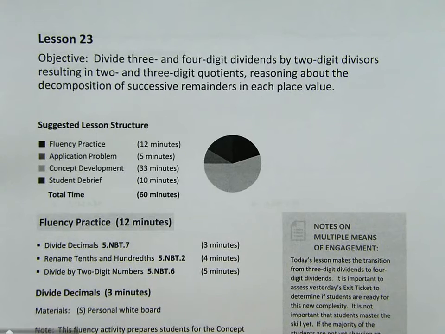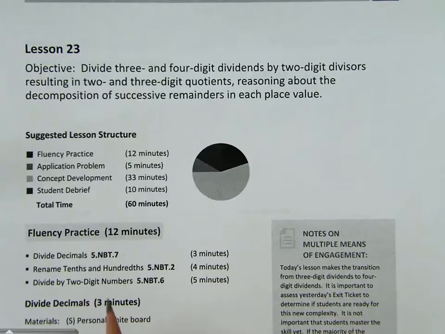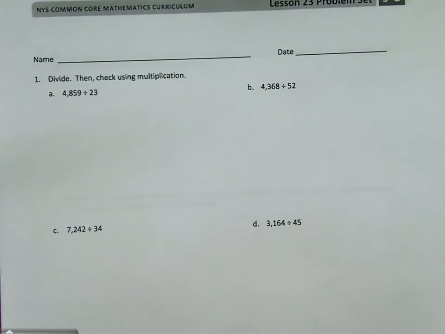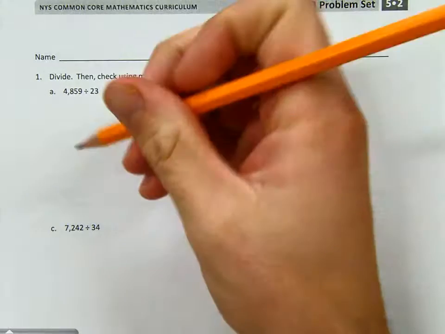So we're going to be dividing 3 and 4 digit dividends by 2-digit divisors, resulting in 2 and 3 digit quotients. Reasoning about the decomposition of successive remainders in each place value. So we're going to be doing kind of the same thing we were doing in lesson 22, except we're going to be using some even larger numbers this time. If you look at number 1, it says for these we're going to divide and then check using multiplication. So no different from what we've been doing.